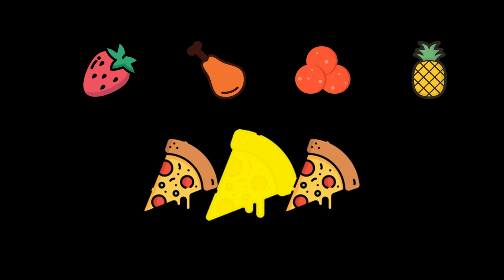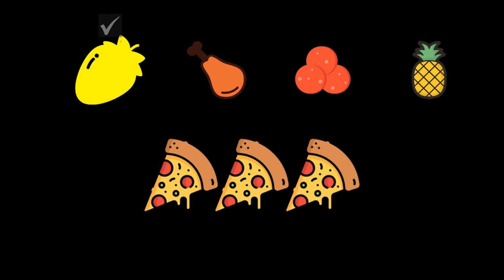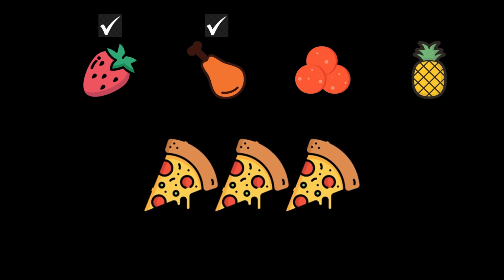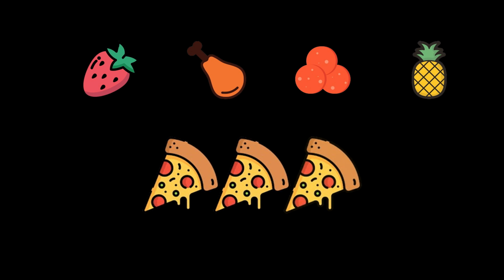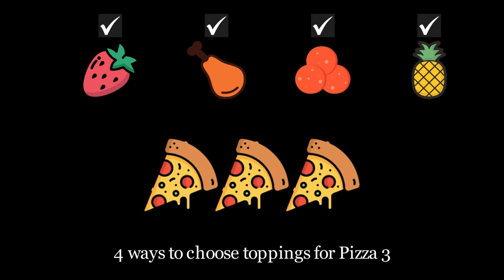In a similar way, you can choose the second pizza and get four ways again. So, four ways to choose toppings for pizza 1, four ways for pizza 2, and similarly the number of ways to choose a topping for pizza 3 would also be 4. Using the multiplication principle, if four ways are there for choosing toppings for each of the pizzas, then we can multiply them to get 64, which is the total number of ways to choose toppings for all three pizzas. Let's talk about the multiplication principle.